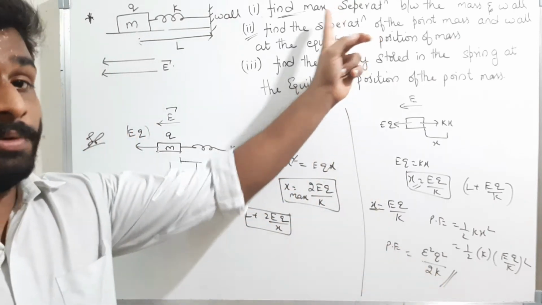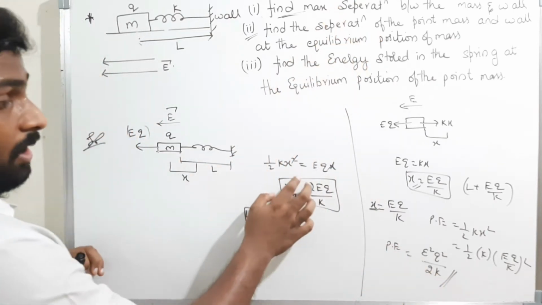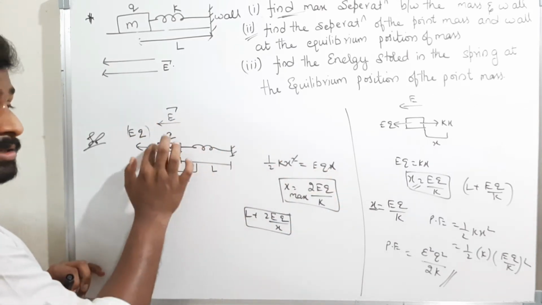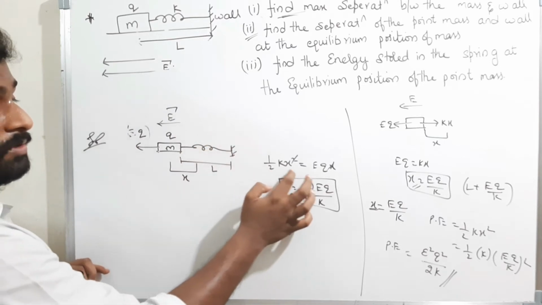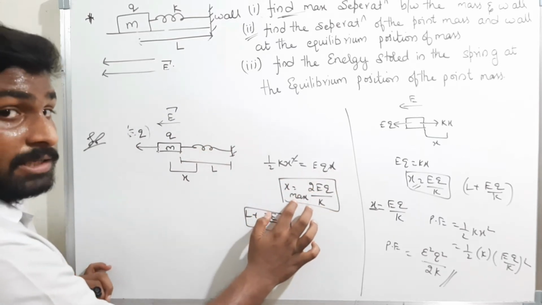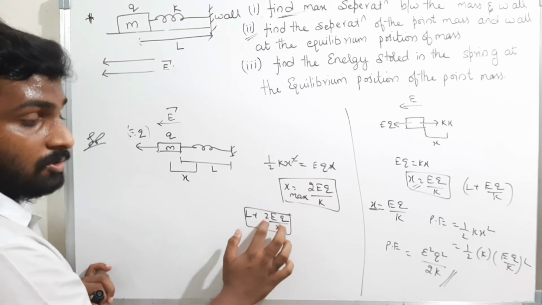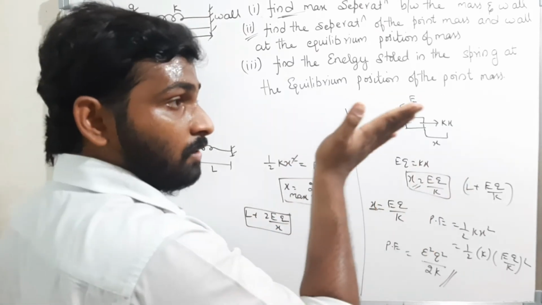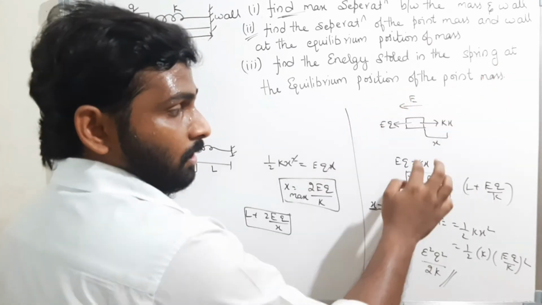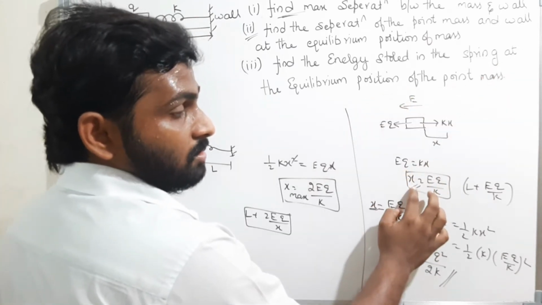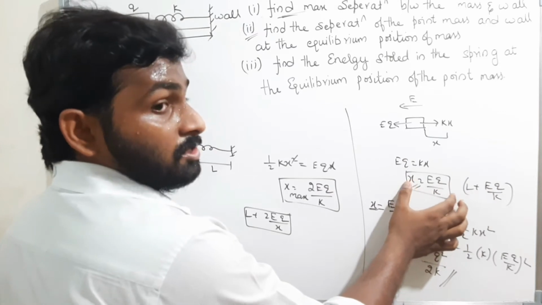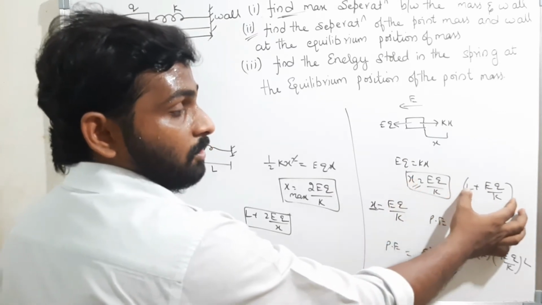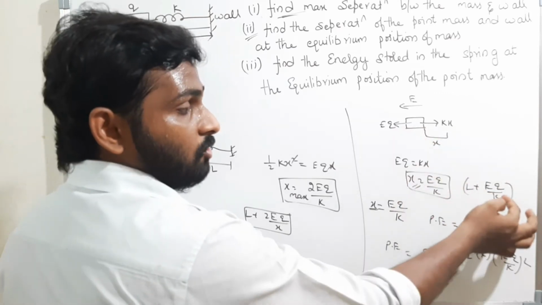When they ask to find the maximum separation, equate the potential energies. The work done by the electric field, that is EQ, the force, into displacement x, is converted into the potential energy in the spring. That is half kx square is equal to EQx. Now this is the maximum elongation, therefore the maximum separation is L plus 2EQ by k. At equilibrium position, on this side the force is EQ, on that side the force is the spring force, that is kx. Therefore kx is equal to EQ, so x is EQ by k. That is the elongation in the spring when the body is in equilibrium. Therefore the separation is L plus EQ by k.